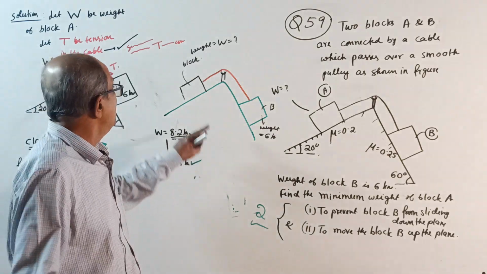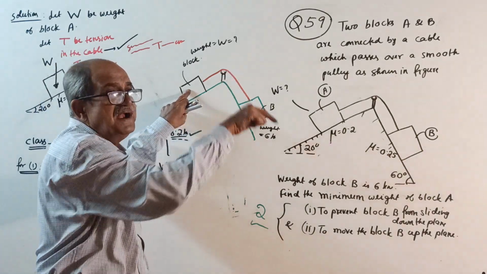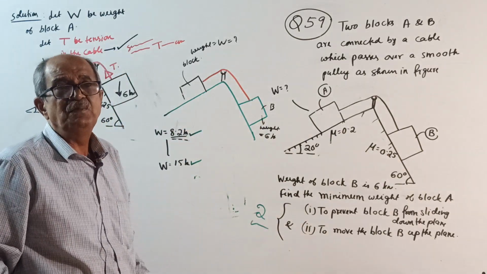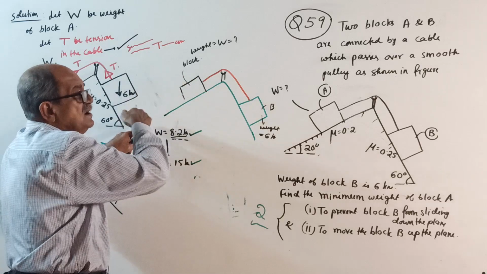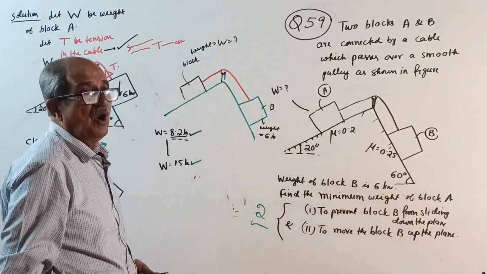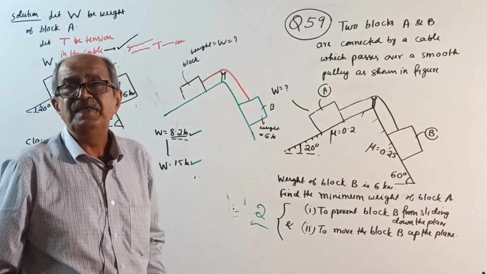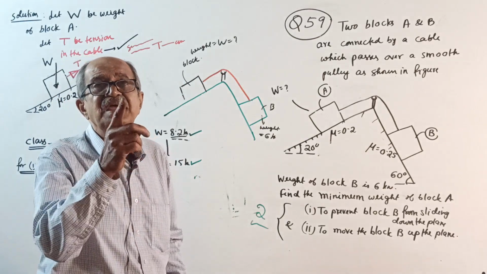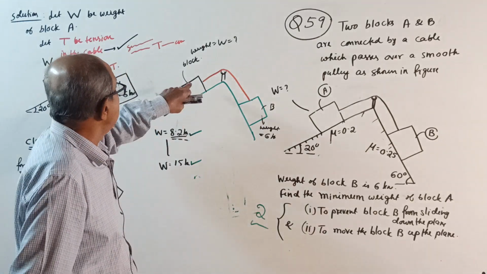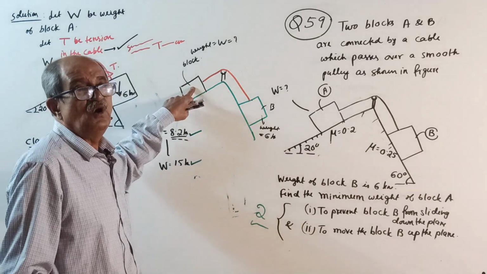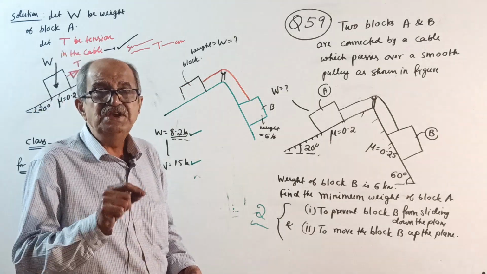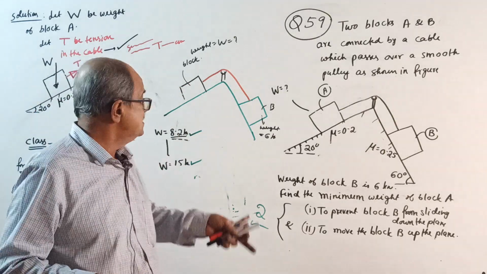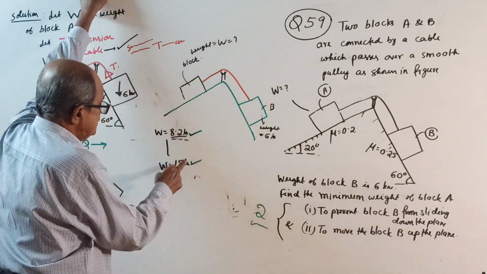Minimum weight of block A is to prevent it from sliding down. Maximum weight of block A is when block A will slide down and block B will go up. Or one more thing they can ask: find the range of W, find the range of this weight for equilibrium of the system. Range means from least value to highest value. Least value 8.2, highest value 15.